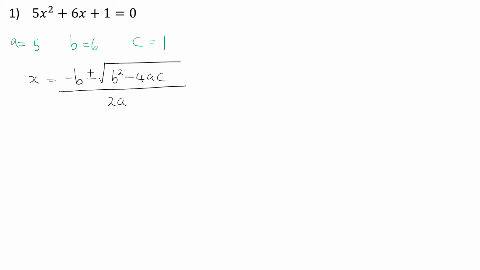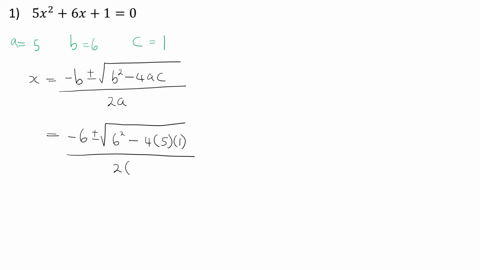Good. So now we have our formula. Let's just substitute our values. In this case, our b is 6. So then we have minus 6 plus or minus the square root of b squared, which is 6 squared, minus 4. A is 5 and C is 1. So we put it like that, and then that's over 2A, and A is 5. So that's our substitution.